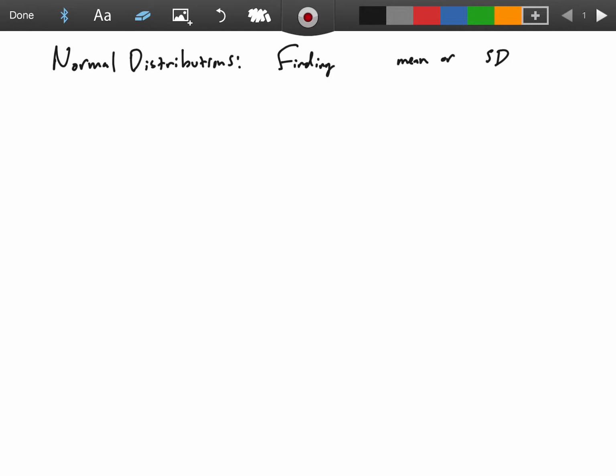All right, let's take a look at this. We're looking at normal distributions, and given a certain amount of information, how do you find the mean or standard deviation? First things first, we know we're working with a normal distribution, and the mean is going to be right here in the middle if the distribution is normal. And that location has a z-score of 0, right? Because the mean is 0 standard deviations away from itself.